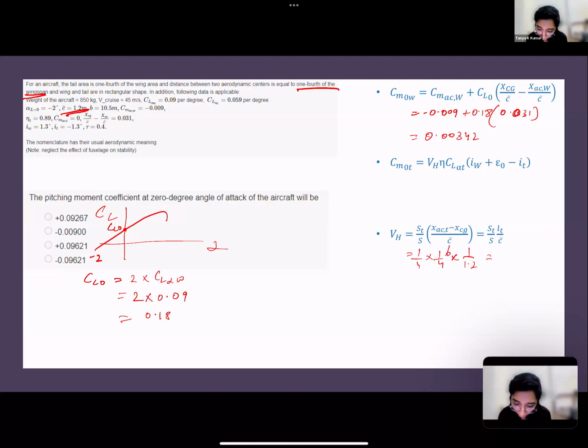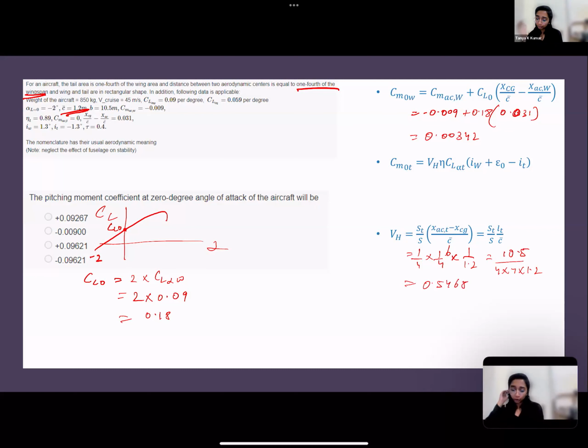How do you find out B? B is not given to you. How do you find out B? Is B given to you? Yes, B is there. Okay, my bad. B is 10.5. So it's 10.5 by 4 into 1.2. How much is this value? 0.5468. Correct me if I'm wrong anywhere.